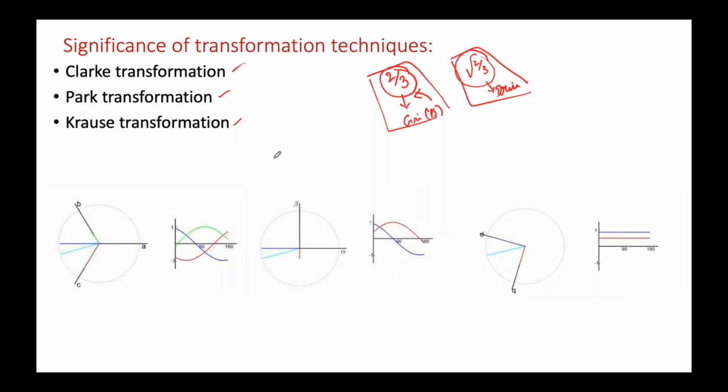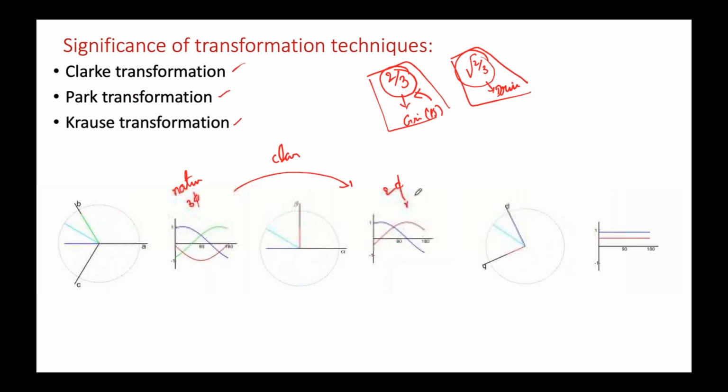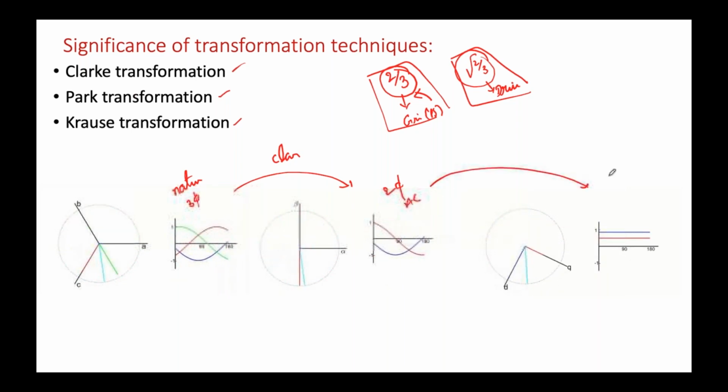Next, one more important thing is here. This is called the natural system. Natural system is always in three phase. For the transformation, after applying the transformation technique to the natural variables, they will take natural variables, natural signals, and they will convert them to these transformations. After applying the Clark transformation technique, these three-phase variables will convert to two-phase variables. Next, again, these two-phase AC variables, we can convert to two-phase DC variables by using Park transformation.